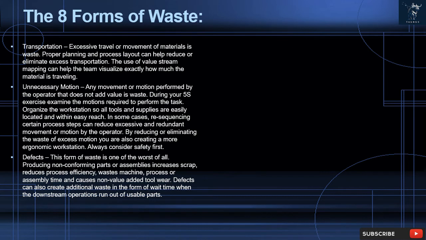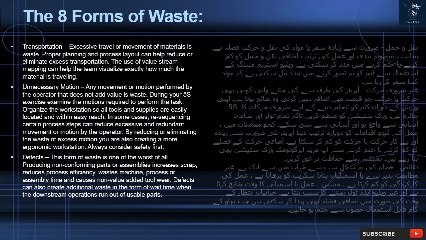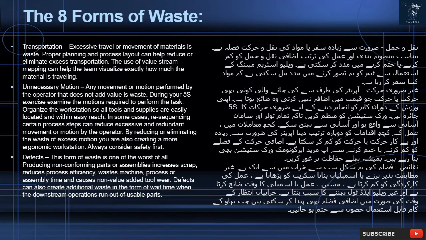Defects. This form of waste is one of the worst of all. Producing non-conforming parts or assemblies increases scrap, reduces process efficiency, wastes machine process or assembly time, and causes non-value-added tool wear. Defects can also create additional waste in the form of wait time when the downstream operations run out of usable parts.